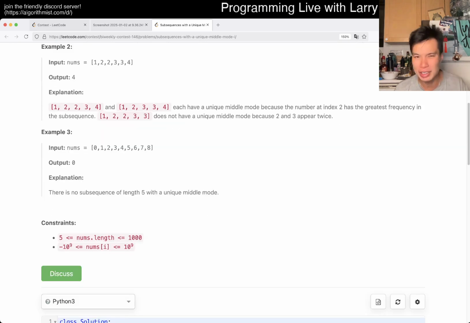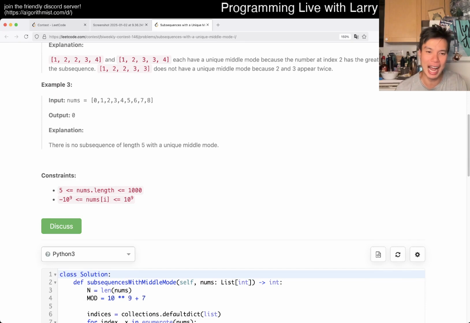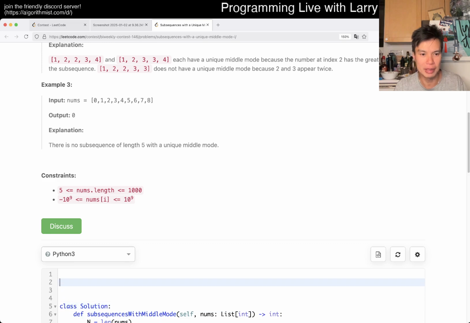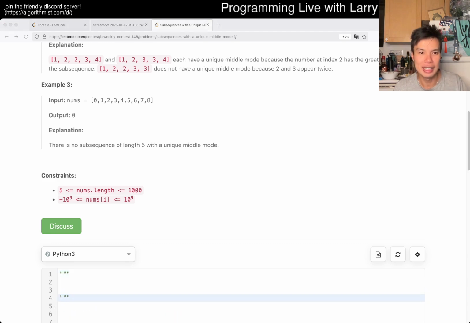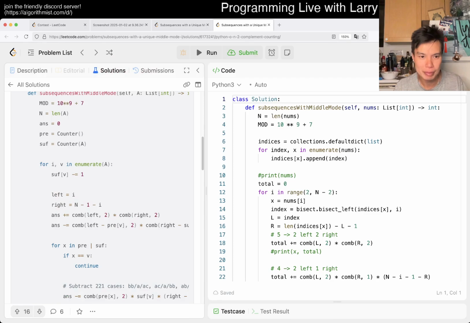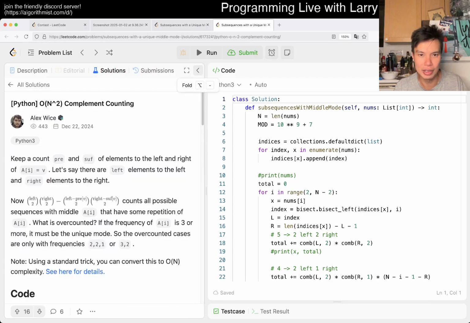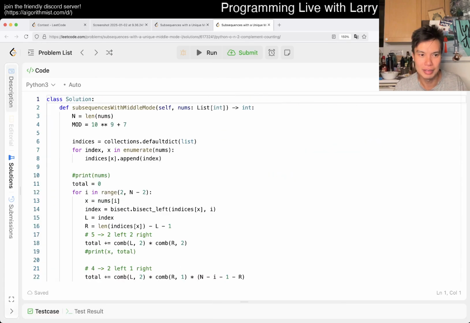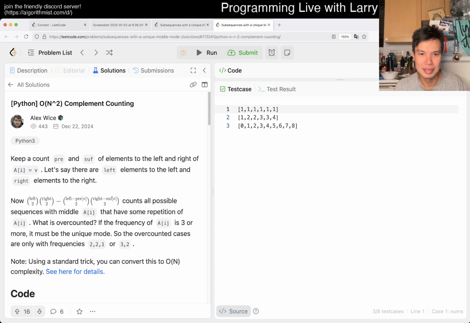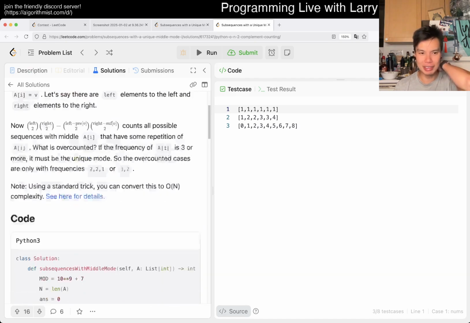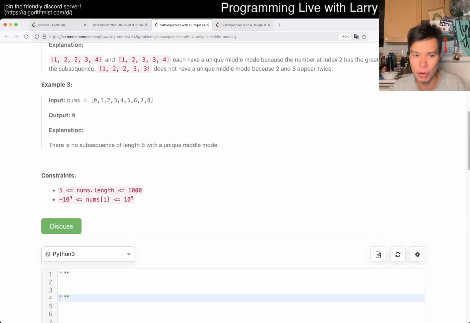There are different ways you can implement this in a cleaner way. I think Alex Rice has a very good one. Let me actually find that real quick. He definitely has a cleaner code. I don't know how this works. But in any case, he has a much cleaner code, but I am just going to go over mine.